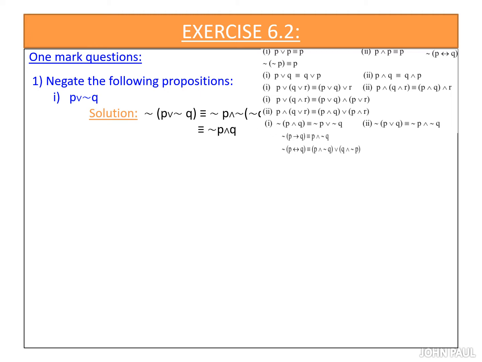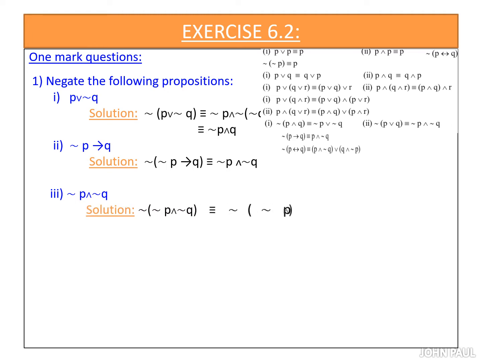Next one, negation of the conditional: negation P conditional Q. The negation of P conditional Q is logically equivalent to P and negation Q. We want to find the negation of this. We can use the table which is given above to solve.